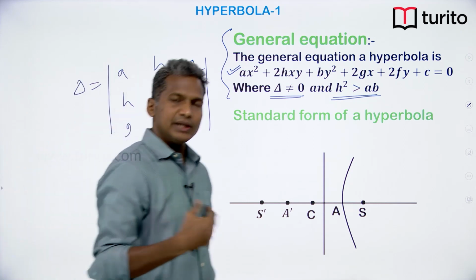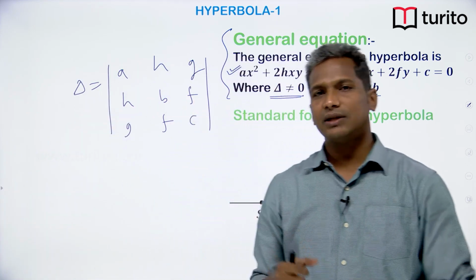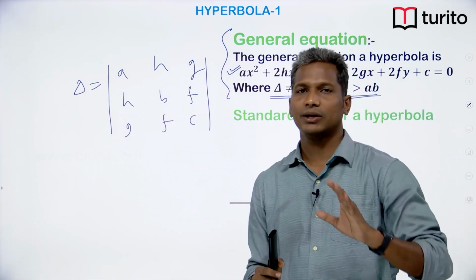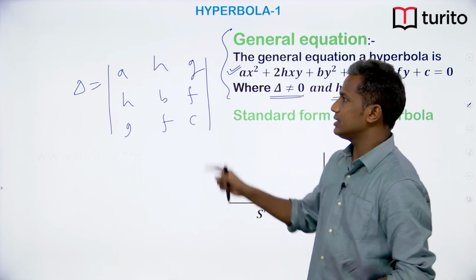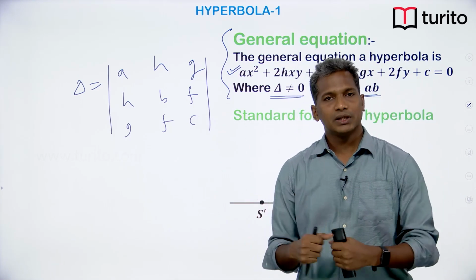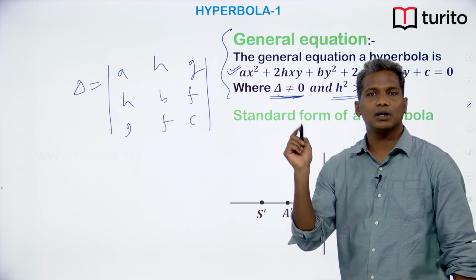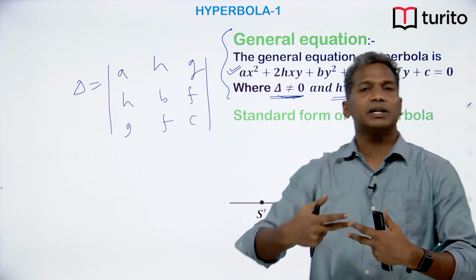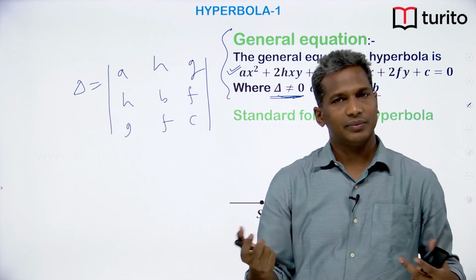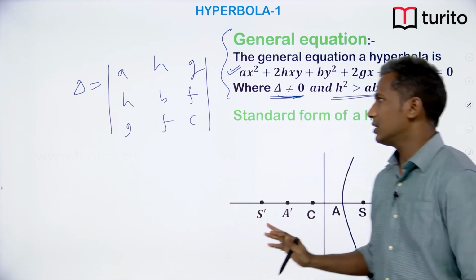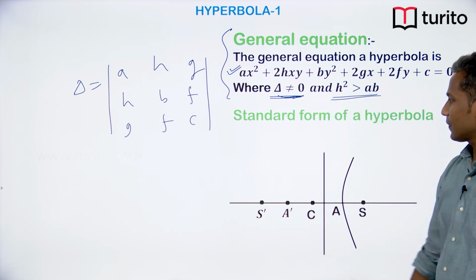If this delta is 0, then the general equation represents a pair of straight lines. Otherwise, it may represent a conic. So delta must be not equal to 0 for this to be a hyperbola, and then we will check whether h square is greater than ab or less than ab. Okay, so this is the procedure. It is a very simple idea.